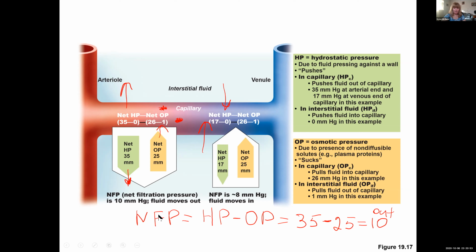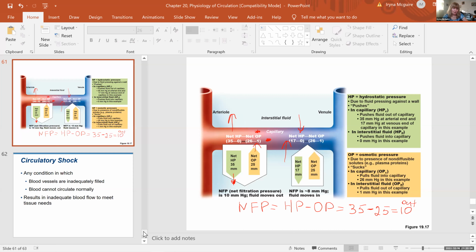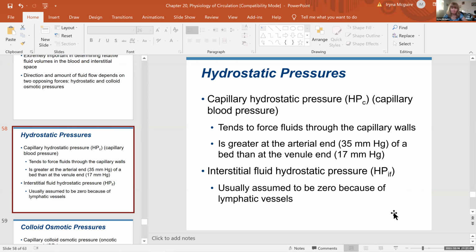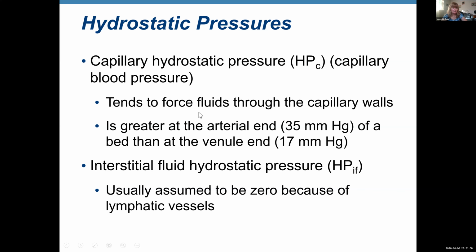And this will be picked up by lymphatic vessels, right? Now, this is what you read about. So let's read very quickly. Capillary hydrostatic pressure tends to force fluid out through the capillary walls. It's greater at the arterial end, 35 millimeters mercury, and less at the venule end, 17. Then we have interstitial fluid hydrostatic pressure, that is 0, right?